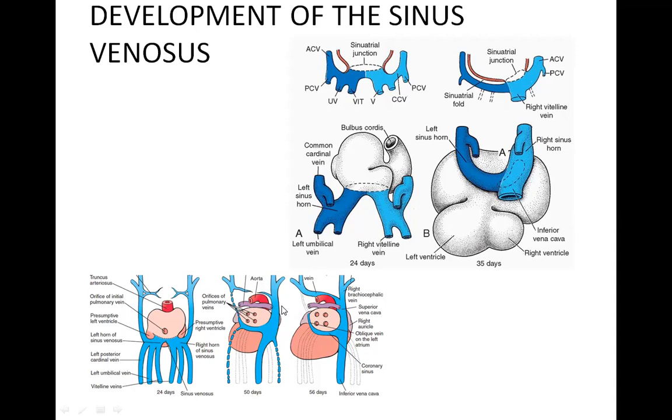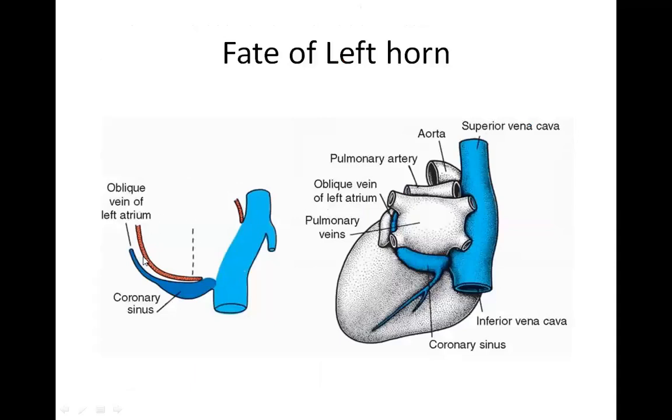So the right horn remains big or enlarges, whereas the left horn loses its importance. The right horn incorporates into the right atrium and forms the smooth part of the right atrium, whereas the left horn was left as the oblique vein of the left atrium and the coronary sinus. So this was the remnant of the left horn and this was the right horn, which finally gets incorporated into the right atrium and forms the smooth part of the right atrium.